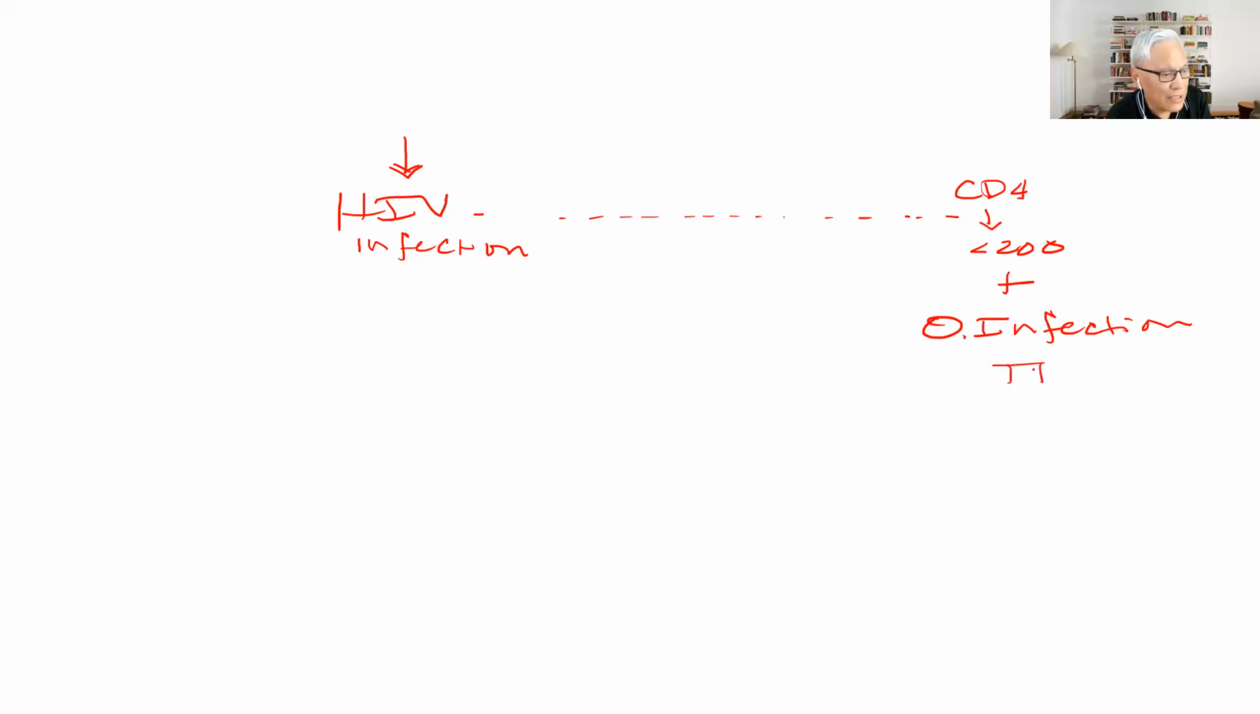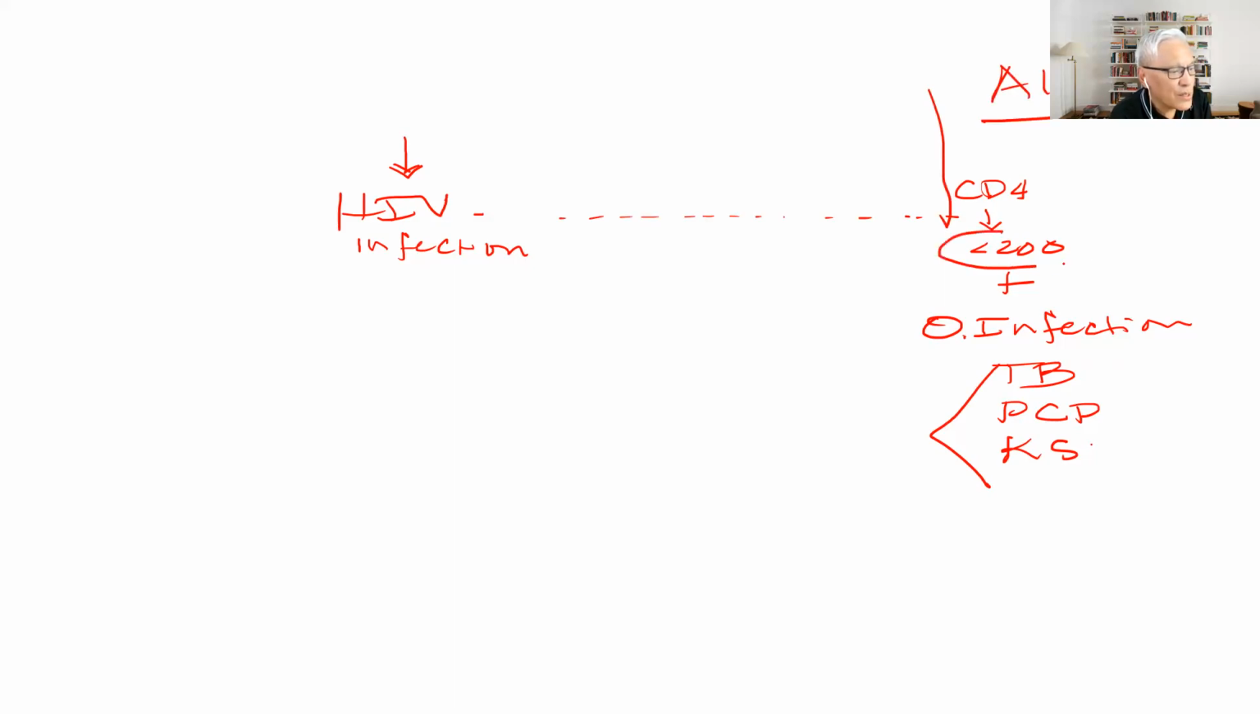And so you might have TB, pneumocystis carinii pneumonia, and Kaposi's sarcoma. All these infections are now going to be defined as AIDS. So this is the marker. If the CD4 count is less than 200, then by definition, you now have AIDS. The lowest CD4 count that I've seen in a patient is 2. And you heard that right, 2. And normal is up to 1,500.